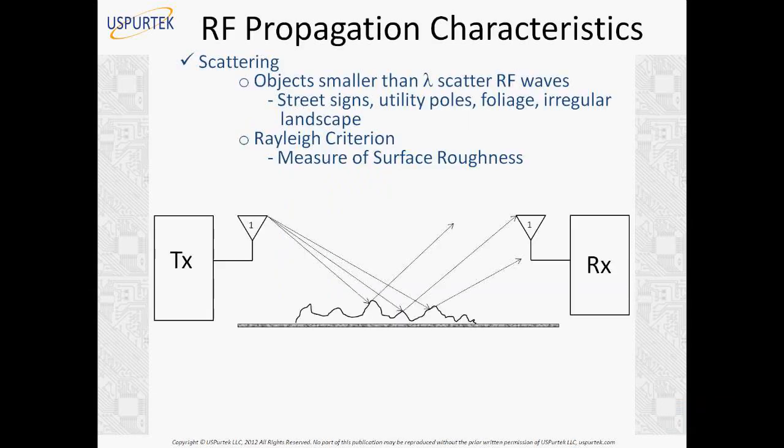Now, scattering. Objects smaller than a wavelength will scatter radio waves. Very practical examples: street signs, utility poles, foliage. Foliage means trees, forest. Irregular landscape, if you have undulating landscape, like somewhere you have a ditch and somewhere you have a hilltop, all these will scatter radio waves. Now, there is a criterion used to define the electrical roughness of a surface. It's called the Rayleigh criterion. And that can be used to define a surface.